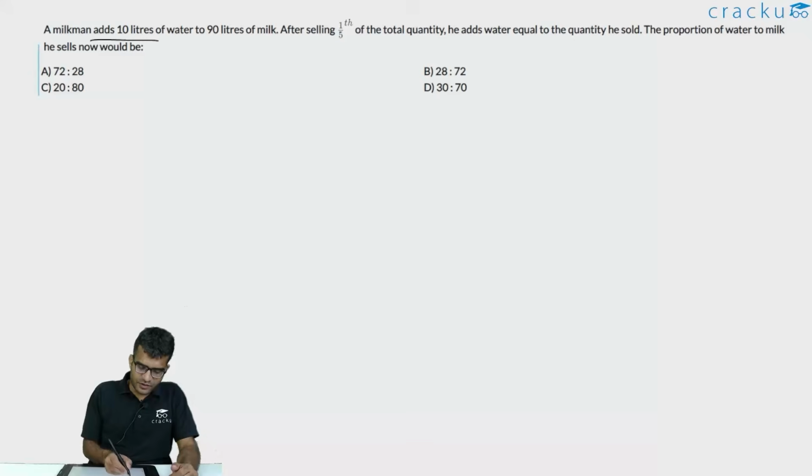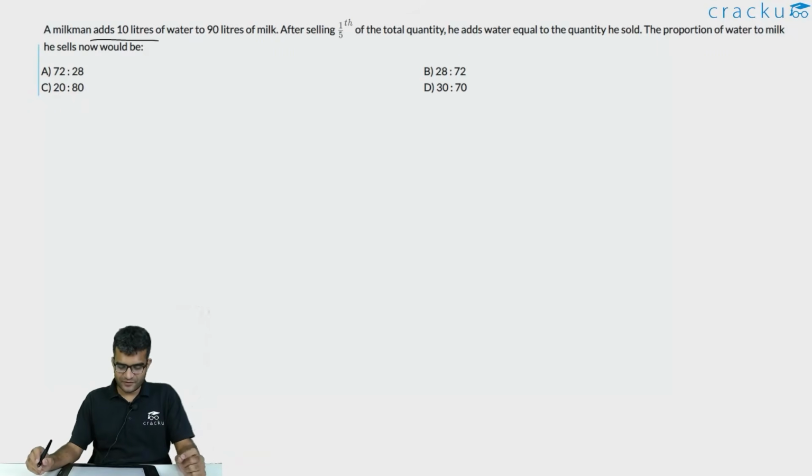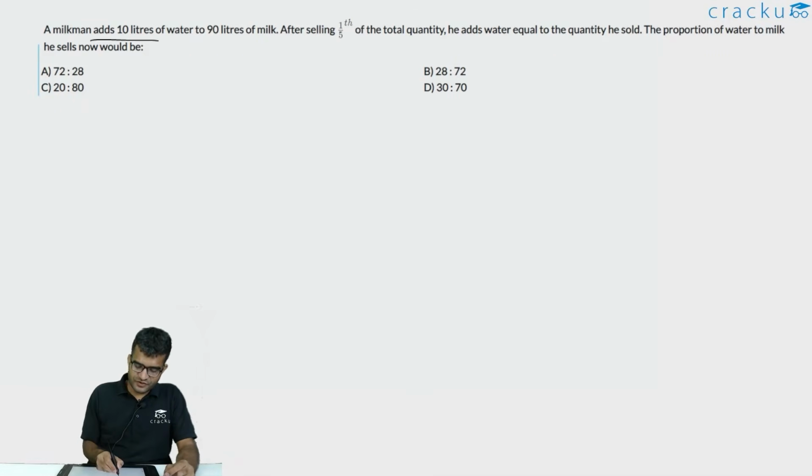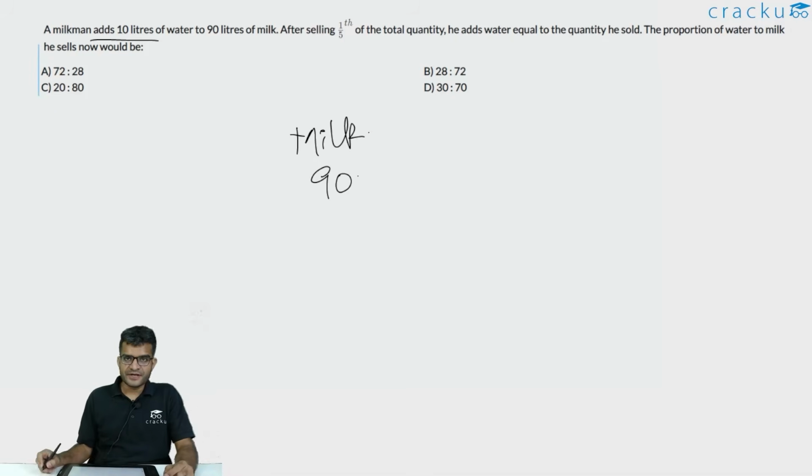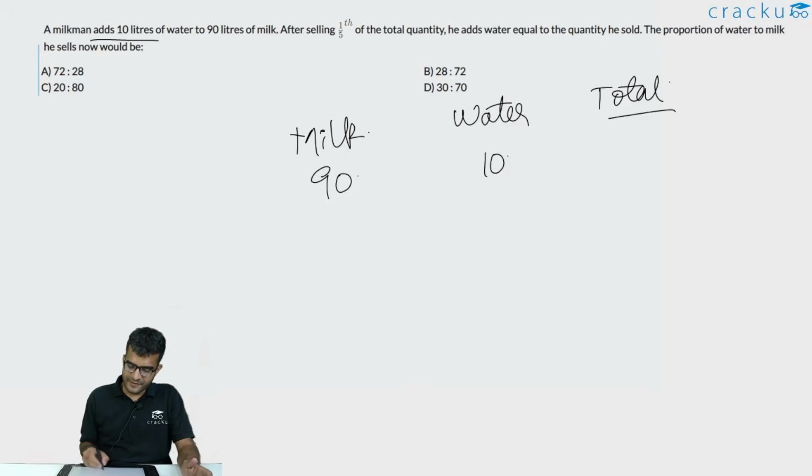In this question, we are told that a milkman adds 90 liters of water to 10 liters of milk. So initially the amount of milk that the milkman had is 90, to which he added water of 10 liters. So the total volume of the solution that he has will be equal to 90 plus 10, which is 100.